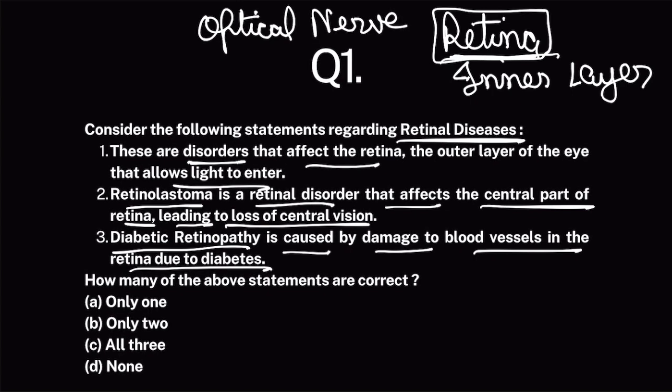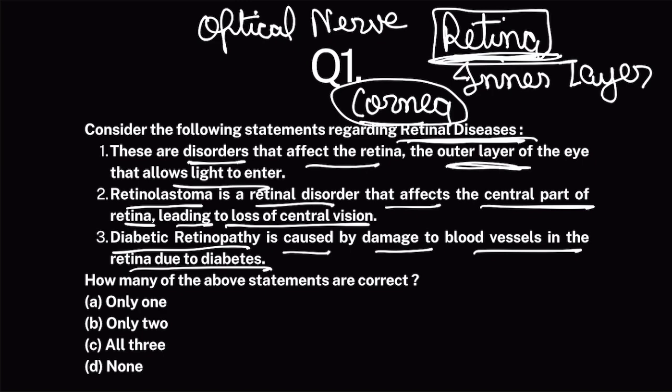Now, some people have disorders in this layer. This is known as retinal disorders or retinal diseases. The outer layer of the eye is called the cornea, the outermost layer of the eye. Cornea is different, retina is different. So this statement is false.